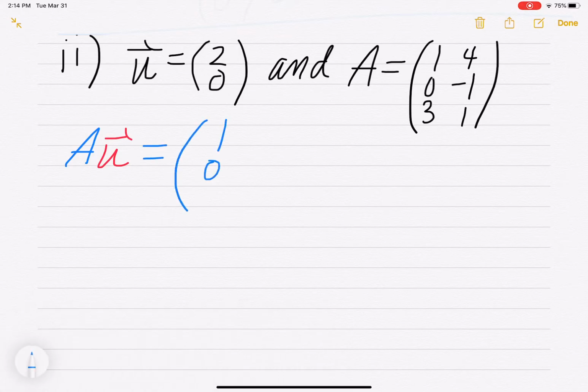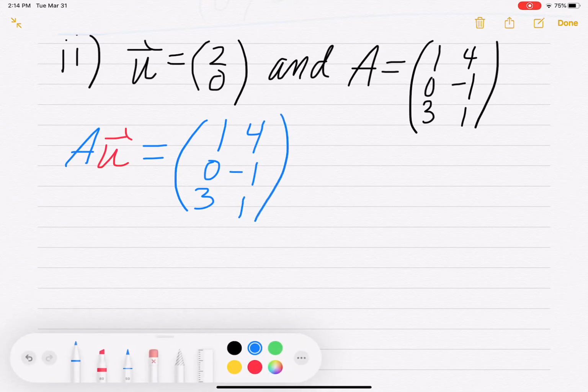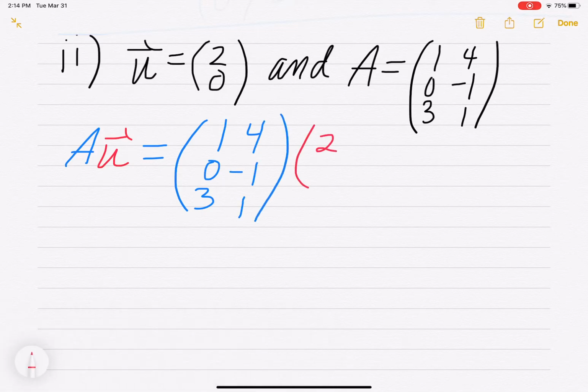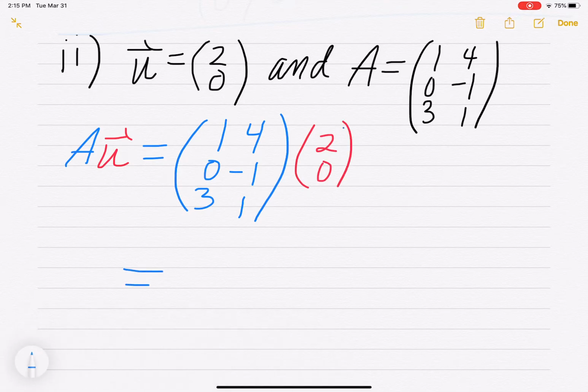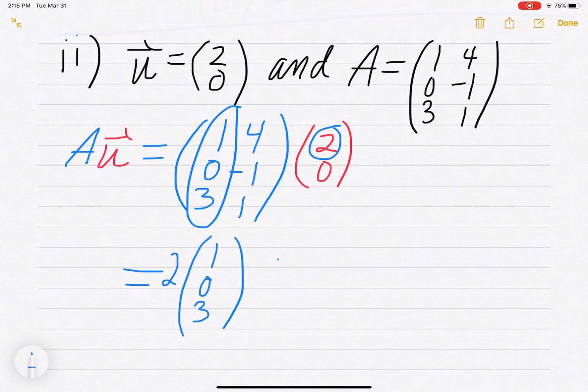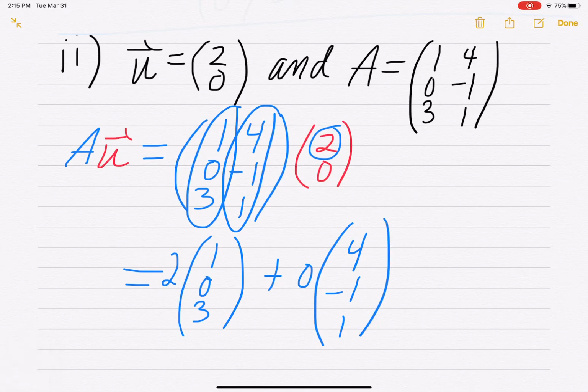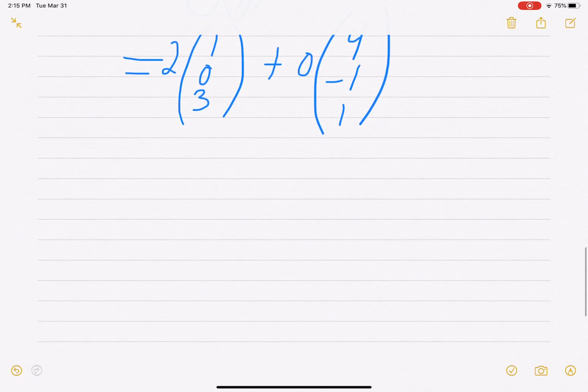I've got 1, 0, 3, and 4, negative 1, 1, and I'm going to multiply it by the vector 2, 0. So I'm going to take 2 times the first column plus 0 times the second column. Simplify that and see if we get the 0 vector. If we get the 0 vector, u is in the null space. If not, then it's not.